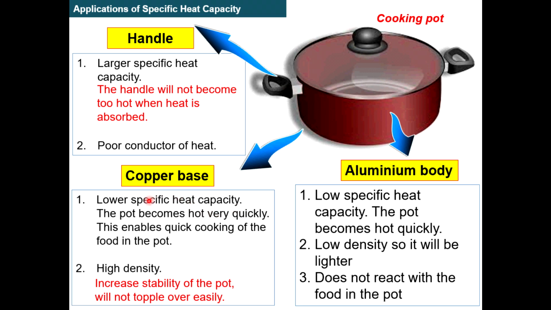Okay, so copper has smaller specific heat capacity, hence it will heat up faster. So the food inside will be cooked faster. And the density of copper is bigger compared to aluminium, so this will make the cooking pot stable. Aluminium has low specific heat capacity and it has low density. So it means that the cooking pot will not be that heavy, it makes the cooking pot lighter. And aluminium also does not react with the food in the pot, so it is safe for us to eat the food.